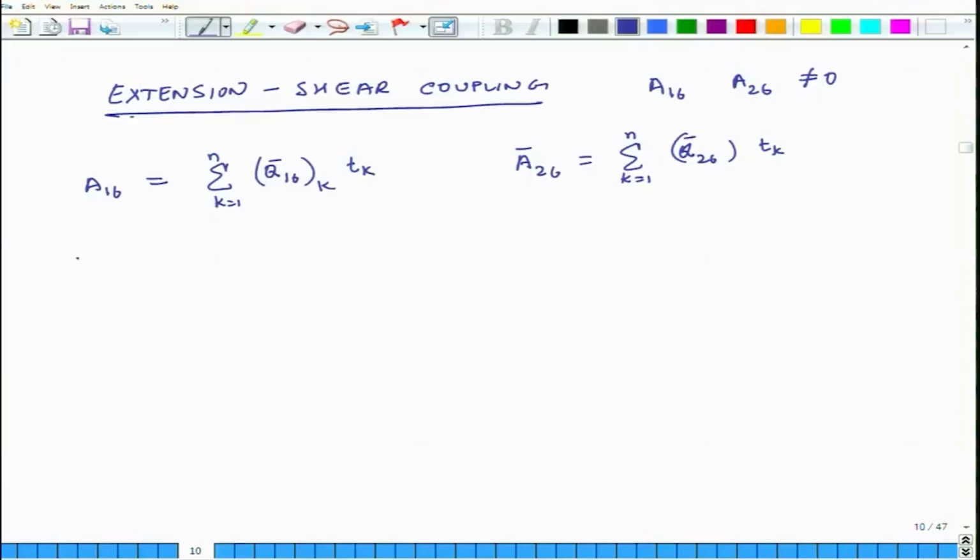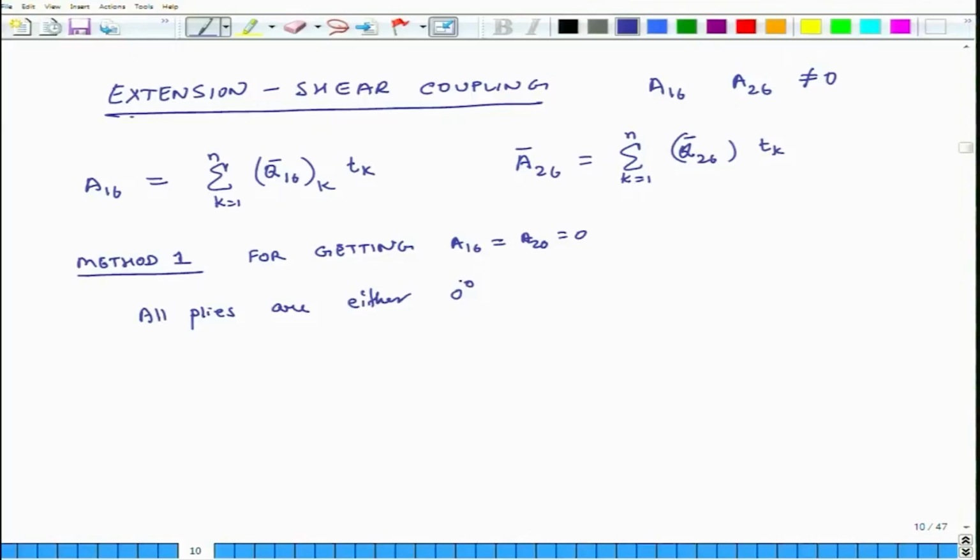So, method 1 for getting A16 equal to A26 equal to 0. Okay. This is the first method. What is the first method? We ensure that all plies are either 0 degrees or 90 degrees in orientation.